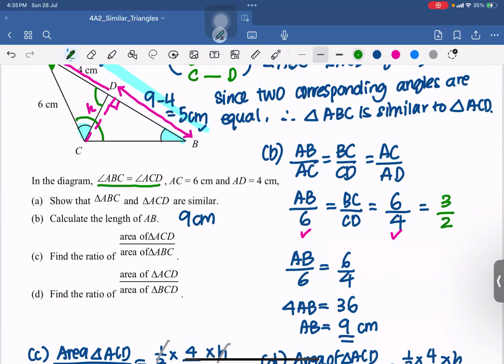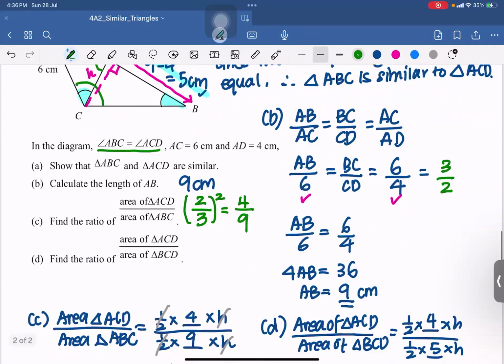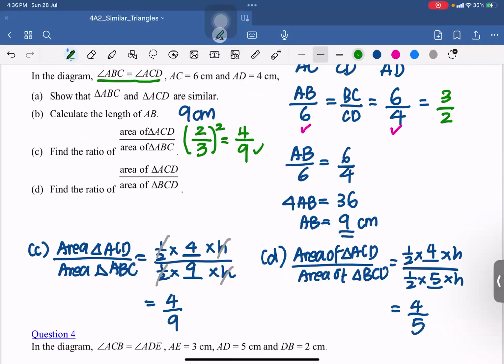But ACD is the smaller triangle, so the length for the smaller triangle is 2 units, and ABC is the larger triangle, so the length for the larger triangle will be 3 units. But since we want to find the ratio of the area for similar triangles, when we want area, we need to square this ratio, and you still get the number 4 over 9. So indeed, this has the same concept over here. This is just a different method for getting the same answer, okay, for part C.